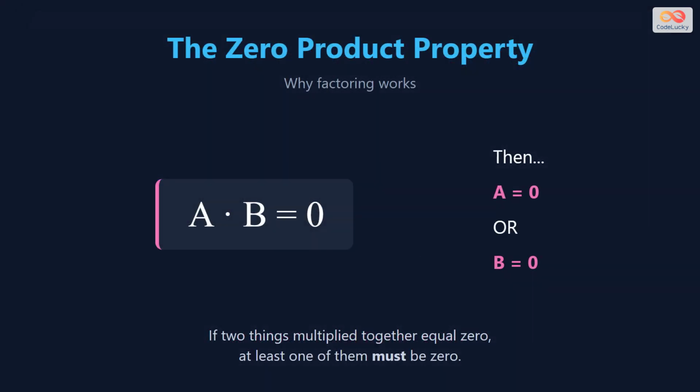To solve these equations, we use the zero product property. It states that if two numbers multiplied together equal 0, then at least one of those numbers must be 0. This is the logic that makes factoring so powerful. It allows us to break a big equation into smaller, manageable ones.